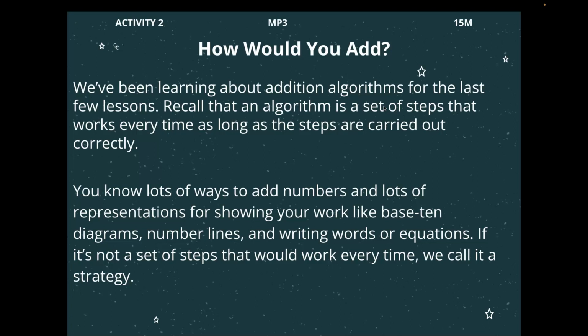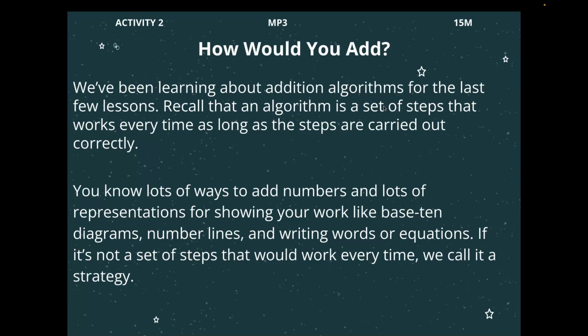I want you to think just a moment about what an algorithm is. An algorithm is a set of steps that works every time as long as the steps are carried out correctly. You know lots of ways to add numbers and lots of representations for showing your work, like base 10 diagrams, number lines, and writing words or equations. If it's not a set of steps that would work every time, we call it a strategy.